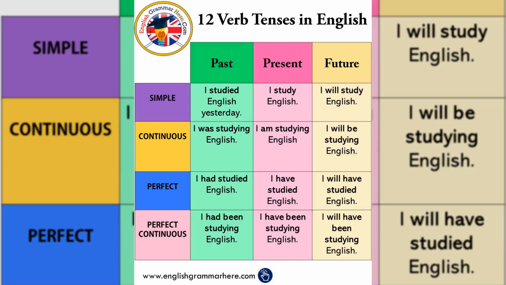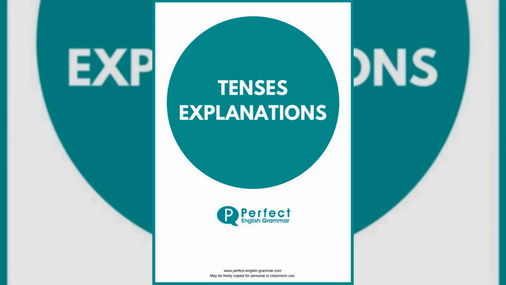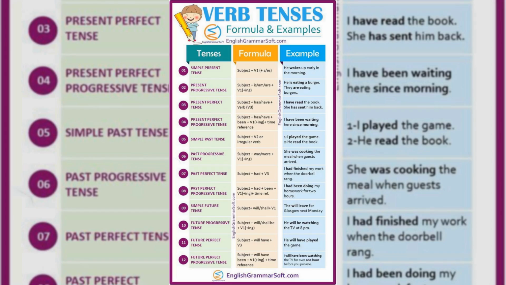Object. Types of sentences. 1. Declarative sentence, statement. Example, I like pizza. 2. Interrogative sentence, question. Example, do you like pizza? 3. Imperative sentence, command. Example, close the door. 4. Exclamatory sentence. Example, wow, that's amazing.